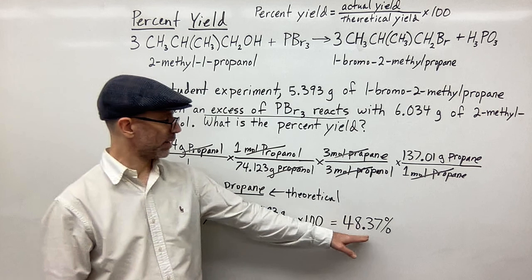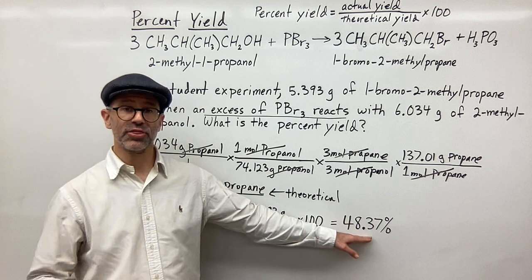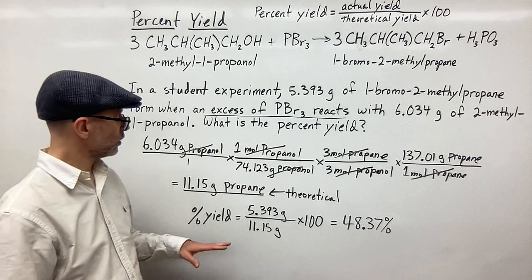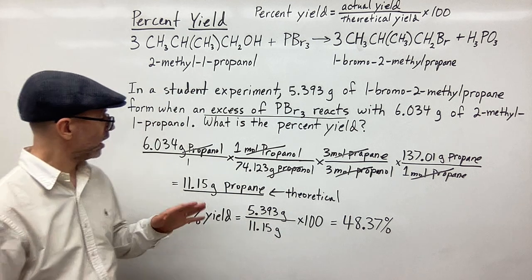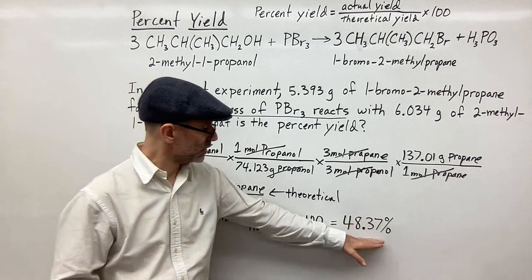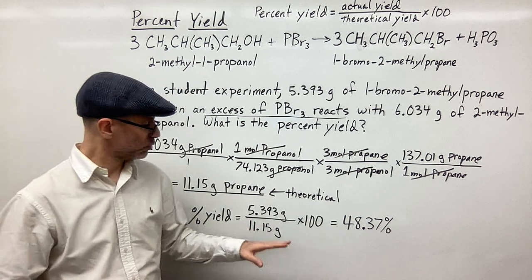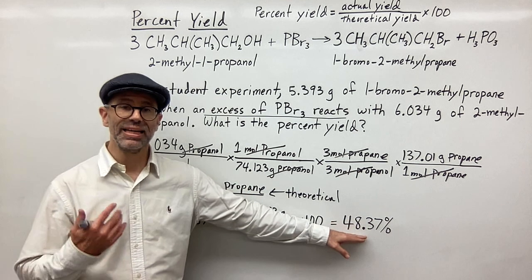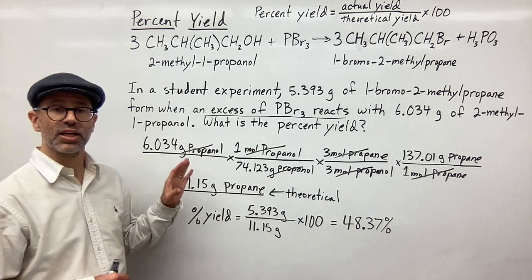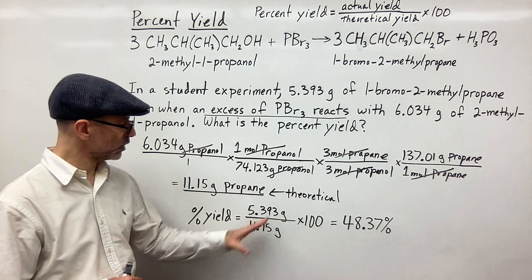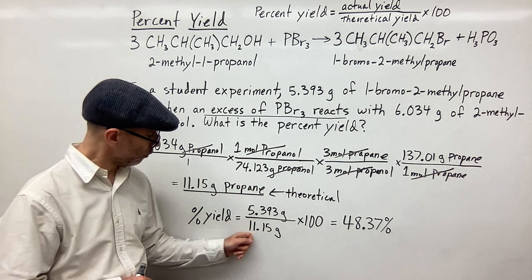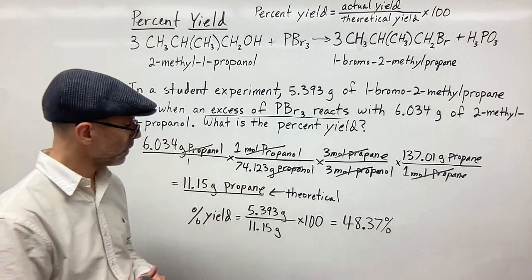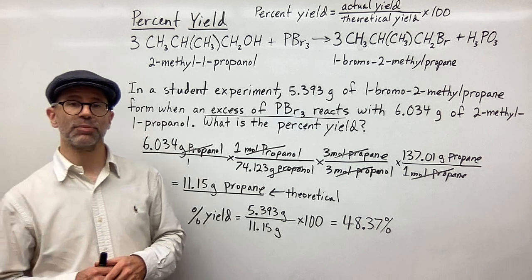So that is the percent yield based on the calculations that we have. So only 48.37% of the theoretical yield was actually yielded by the experiment in the lab. Okay, so that's the percent yield. And again, for the number of significant figures, remember, since we're multiplying and dividing, the number of sig figs in your answer should be equal to the least number of sig figs in your measurements. So since we have 4 here and we have 4 here, therefore we have 4 here. So that is how you find the percent yield.